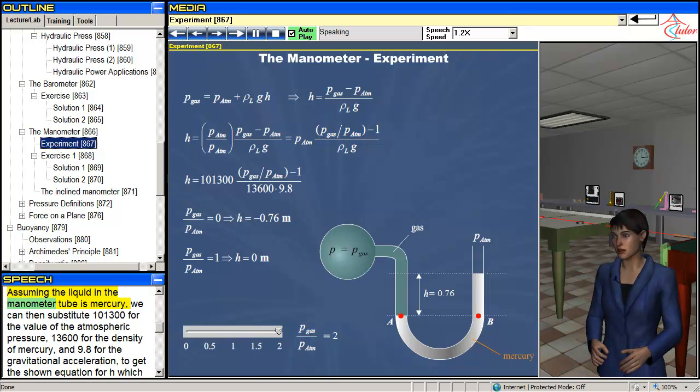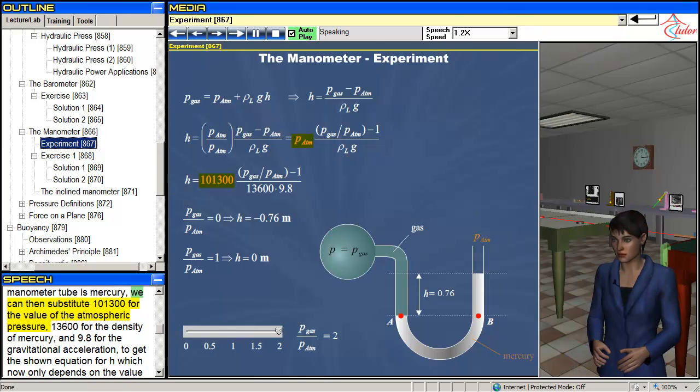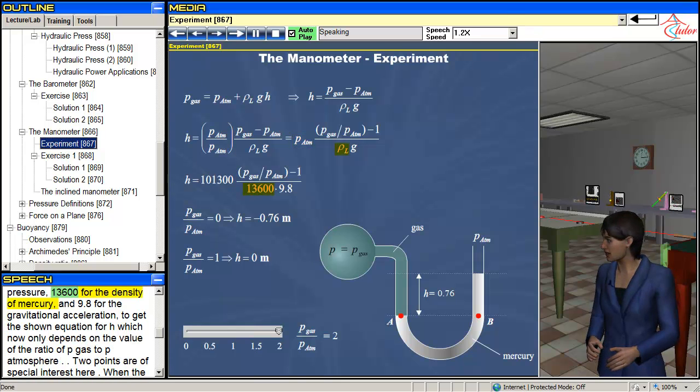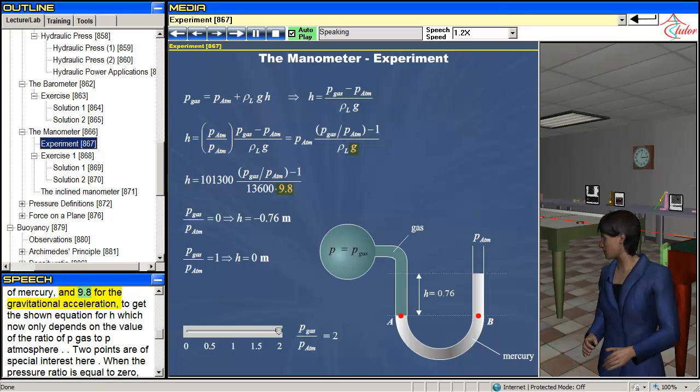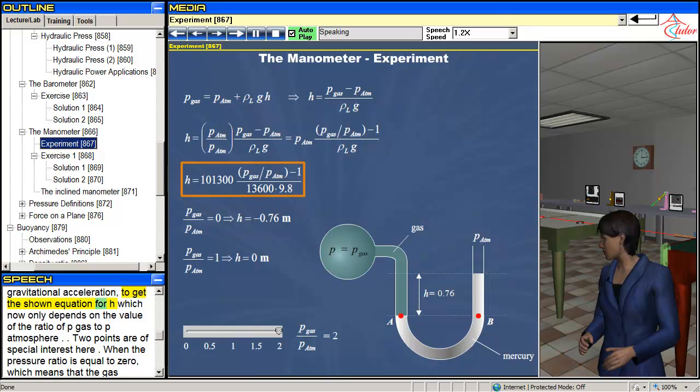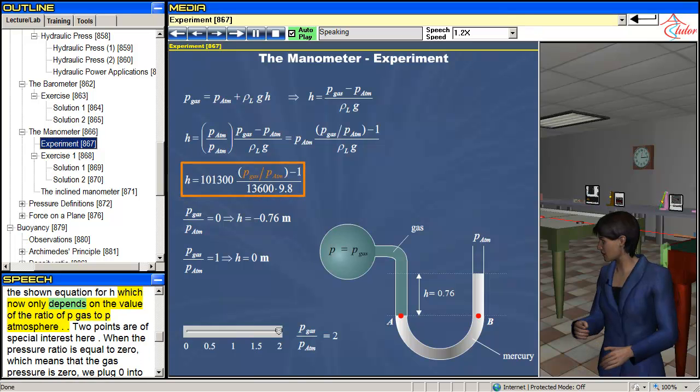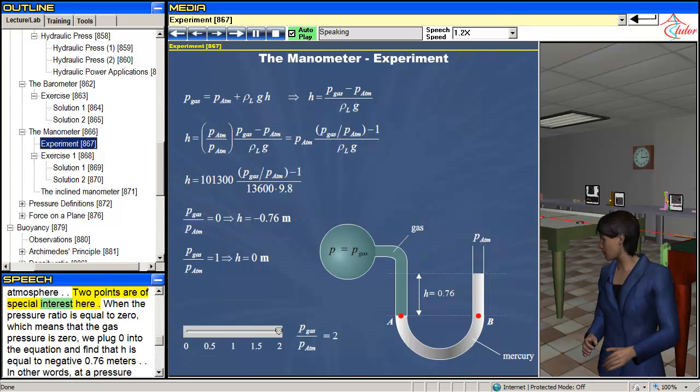Assuming the liquid in the manometer tube is mercury, we can then substitute 101,300 for the value of the atmospheric pressure, 13,600 for the density of mercury, and 9.8 for the gravitational acceleration, to get the shown equation for h, which now only depends on the value of the ratio of P gas to P atmosphere. Two points are of special interest here.